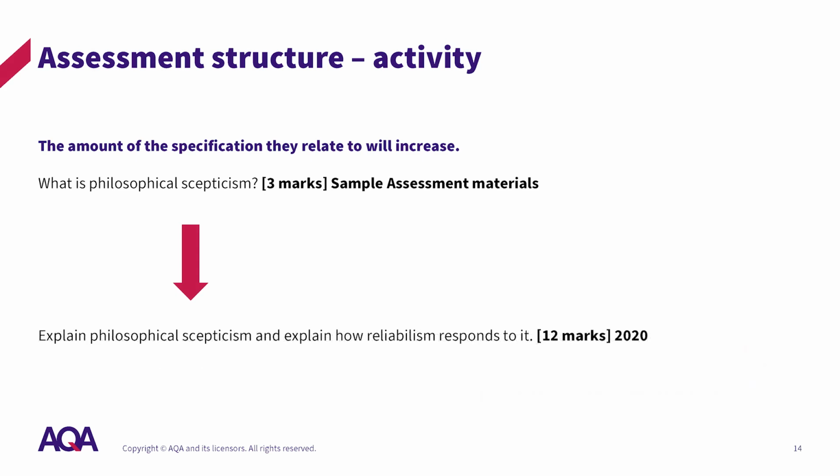Here we can see one where you may have progressed the question from a 3-mark one to a 12-mark one. This question from 2020 shows a shift from what is philosophical skepticism to explain philosophical skepticism, and through reference to reliabilism requires students to cover a greater range of specification content.